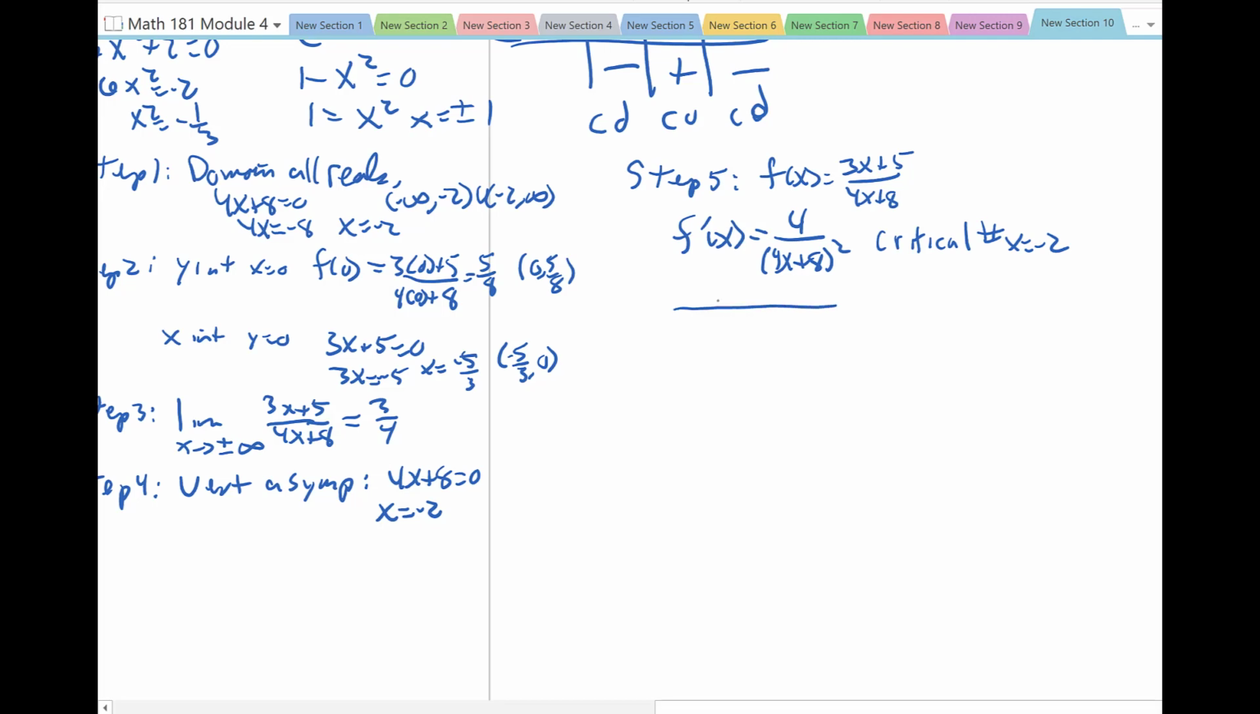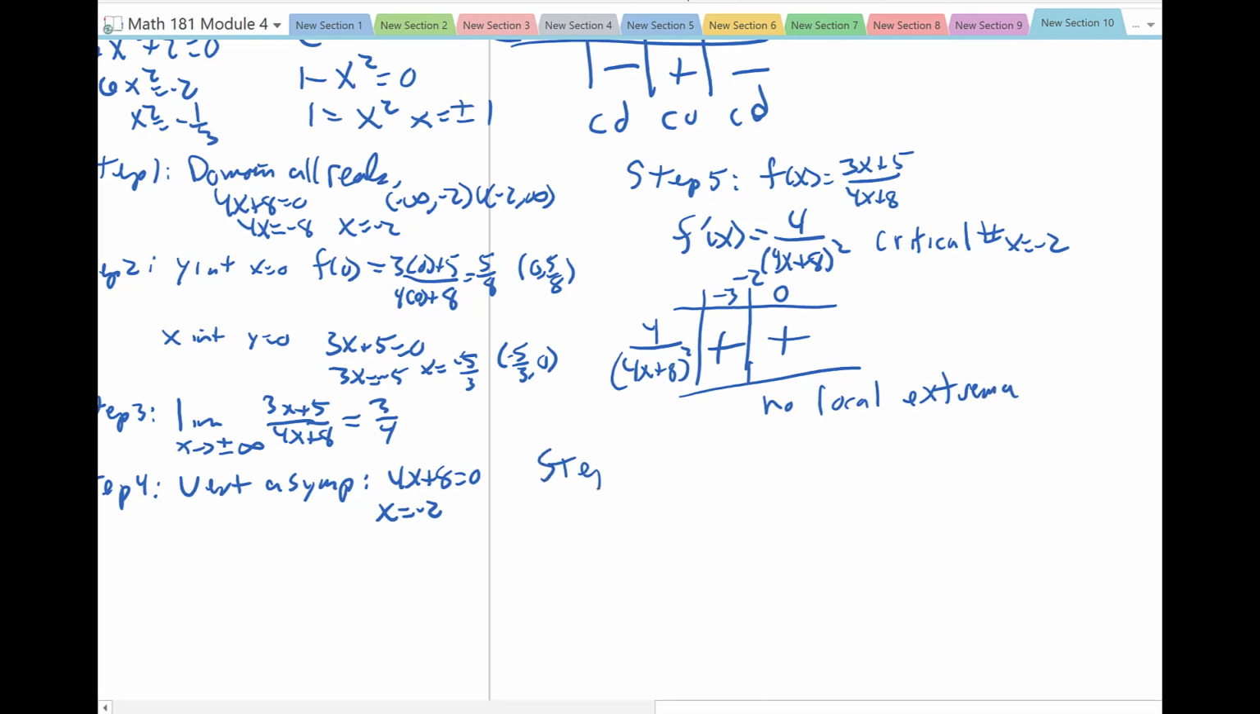If we look at it in a little chart, we would have just the 4 over 4x plus 8. This is almost a trivial exercise because you'll see in a moment why. It shows -3 and 0, different sides of the -2. I have a constant on top and the denominator is always squared, so it's always going to produce positives. So there is no local extrema.